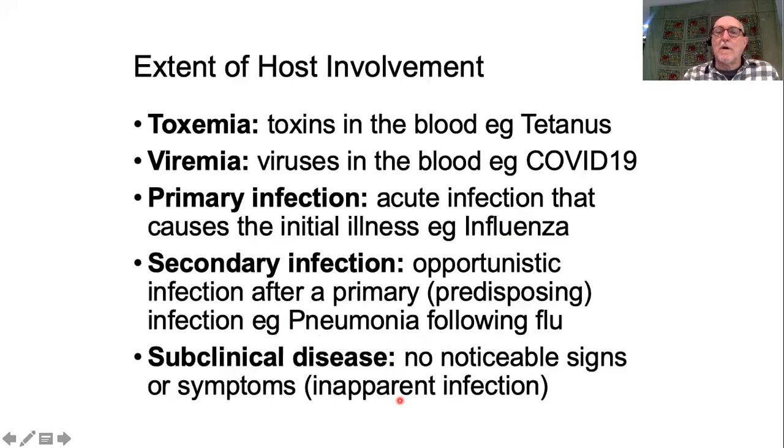Subclinical disease is one where there are no noticeable signs or symptoms, but there is an infection. So if there are any symptoms, they are so mild that the person is barely aware of them or unaware of them. But the really important thing about this is that people with subclinical disease can actually be spreading disease. And that is, again, in COVID-19, a major epidemiological consideration, that there are people who are infected and are infectious, who have no awareness of the fact that that is the case.